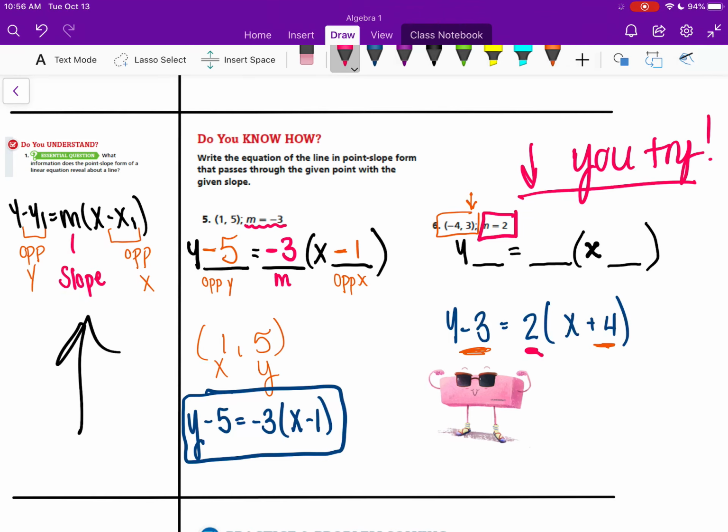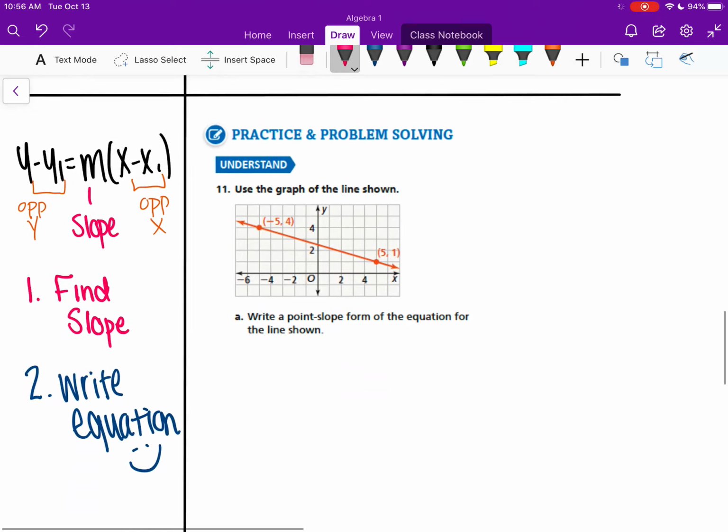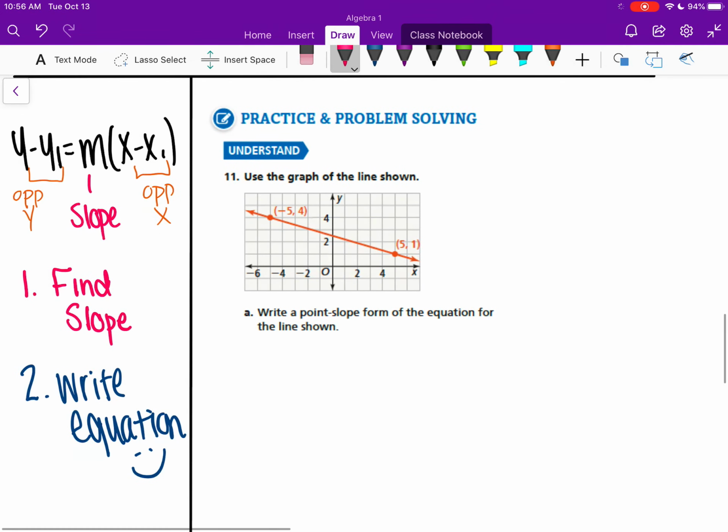All right, let's do one more problem together. We're going to do number 11 in the practice and problem solving because it's a great example of where we were given a graph and it asked us to write a point slope form of the equation for the line. So off to the side, just to remind us, I've written what our point slope form is, and all we need to do here is find the slope. Because on the graph, we're actually given 2 points to pick from, so we'll just use one of them to write the equation.